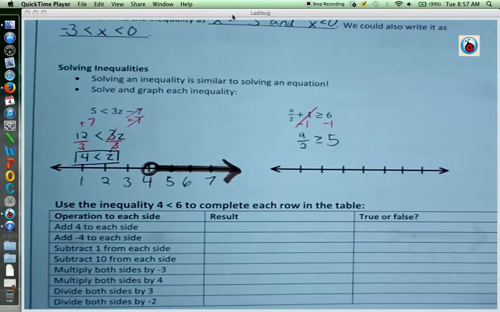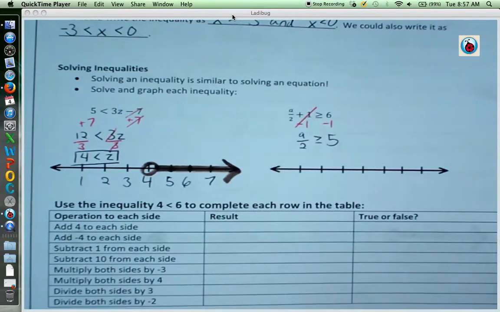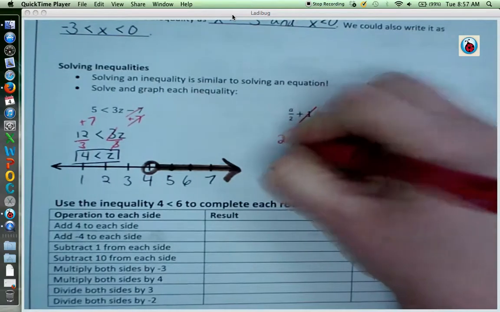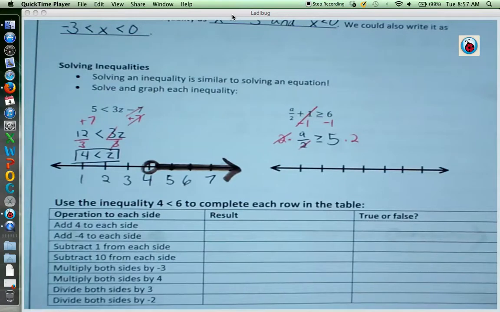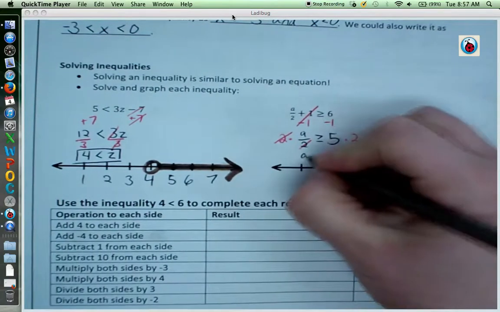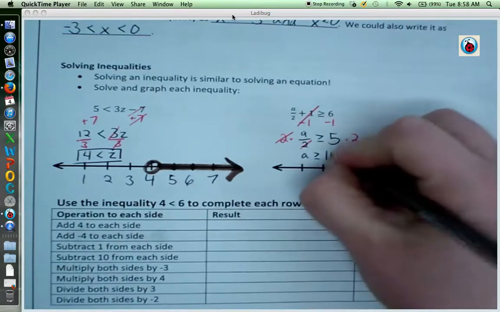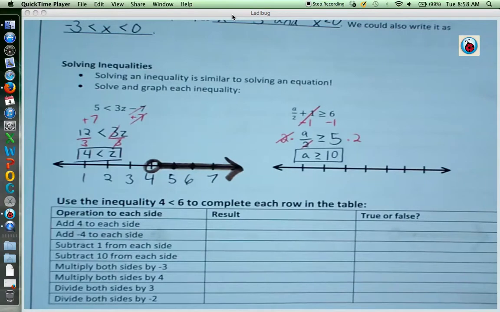a divided by 2, a is not by itself. I want to cancel dividing by 2. The opposite of dividing by 2 is multiplying by 2. So I'm going to multiply both sides by 2 to cancel that denominator. I end up with a is greater than or equal to 5 times 2, which is 10. All right, so a could be any number that is greater than or equal to 10.